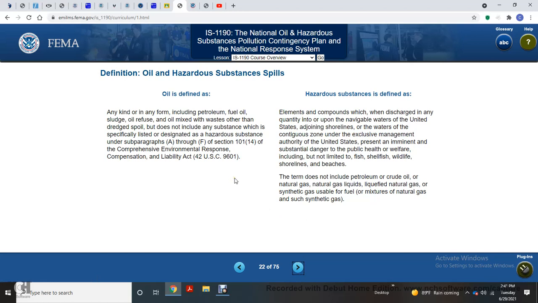Hazardous substances are defined as elements and compounds which, when discharged in any quantity into or upon the navigable waters of the United States, adjoining shorelines, or the waters of the contiguous zone under the exclusive management authority of the United States, present an imminent and substantial danger to the public health or welfare, including but not limited to fish, shellfish, wildlife, shorelines, and beaches. The term does not include petroleum, crude oil, natural gas, natural gas liquids, liquefied natural gas, or synthetic gas usable for fuel, or mixtures of natural gas and synthetic gas.